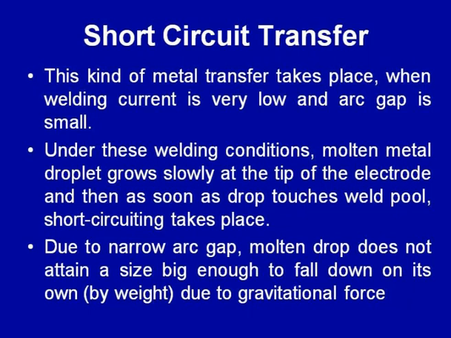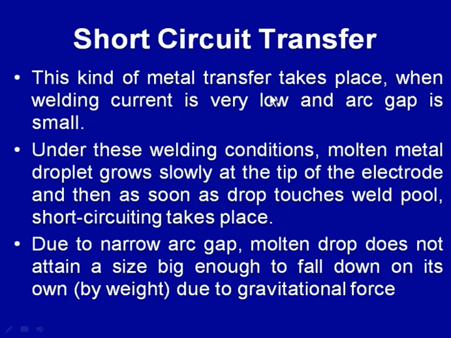So, these were the important factors that can affect the mode of metal transfer under the identical welding current and arc voltage conditions. Out of the 4 common types of the modes of the metal transfers, if we look into the details of the first type, that is the short circuit transfer, this kind of transfer basically takes place when the arc gap is very small and the welding current is low. So, this is the necessary condition for the short circuit metal transfer to take place.